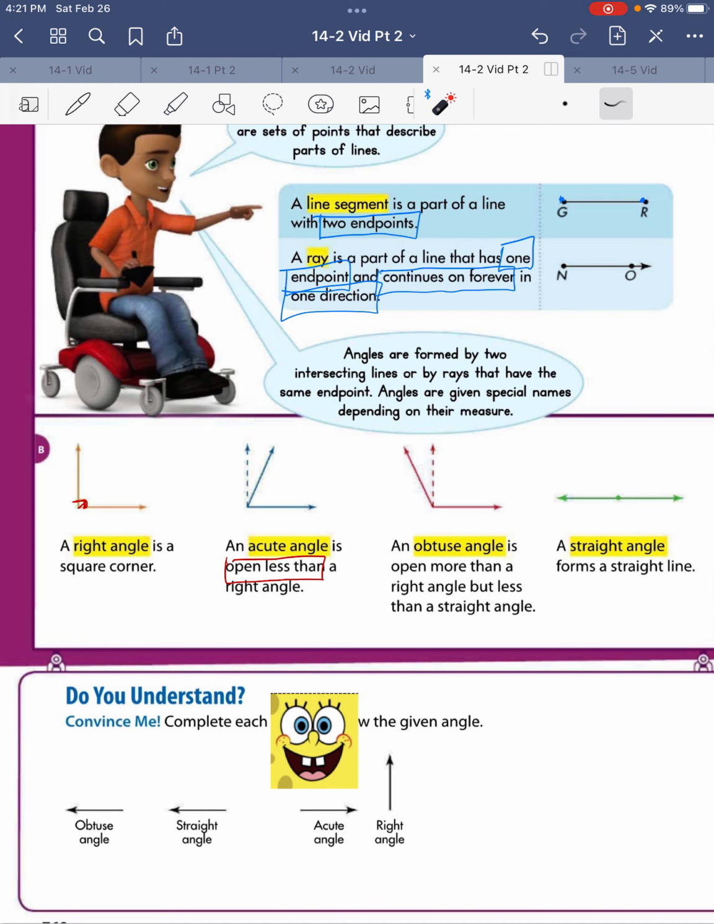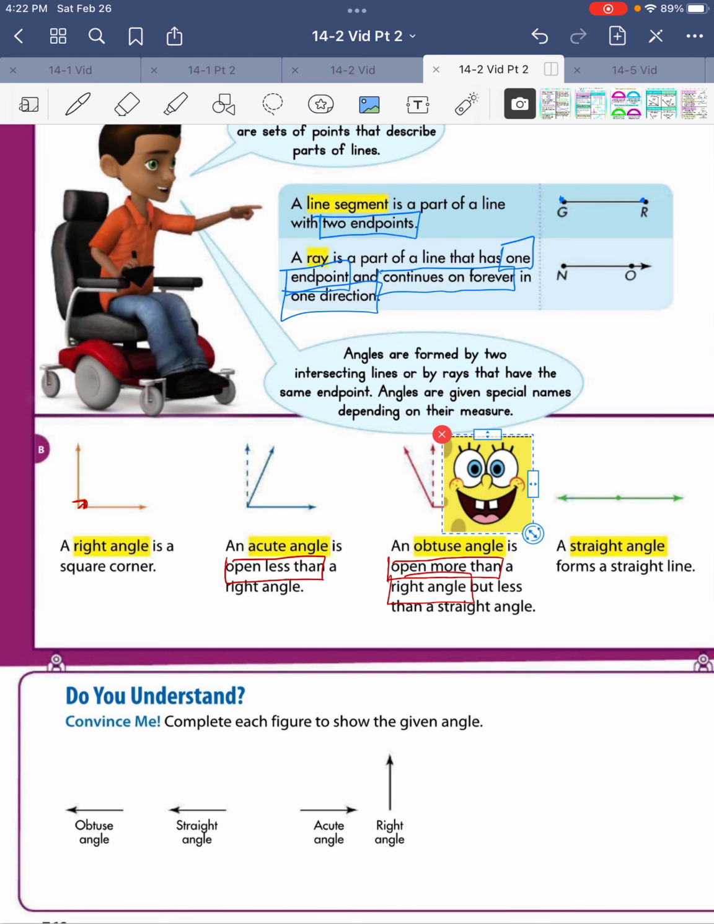One of our new angles that we're going to learn is called an obtuse angle, okay? An obtuse angle is open more than a right angle, okay? So this is a right angle right here, but my obtuse, it starts right here. It opens more, okay?